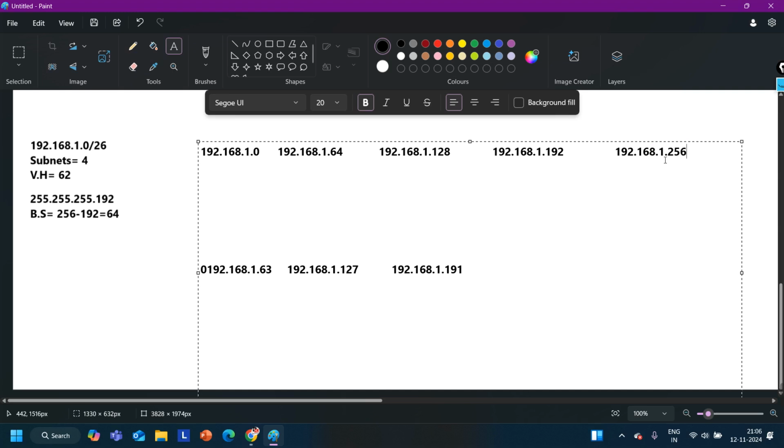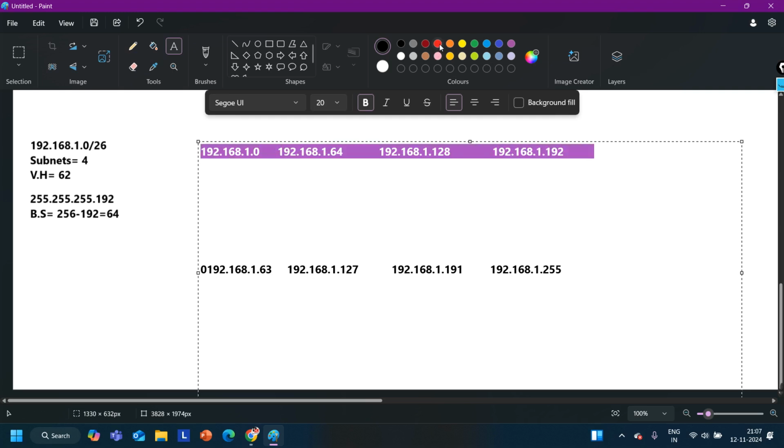Actually, only four subnets are required. Yes, 255 will be the last IP address of the fourth subnet. Right, sir, 256 is an invalid IP address. I am also using the same logic. Okay, only four subnets are there. Correct.